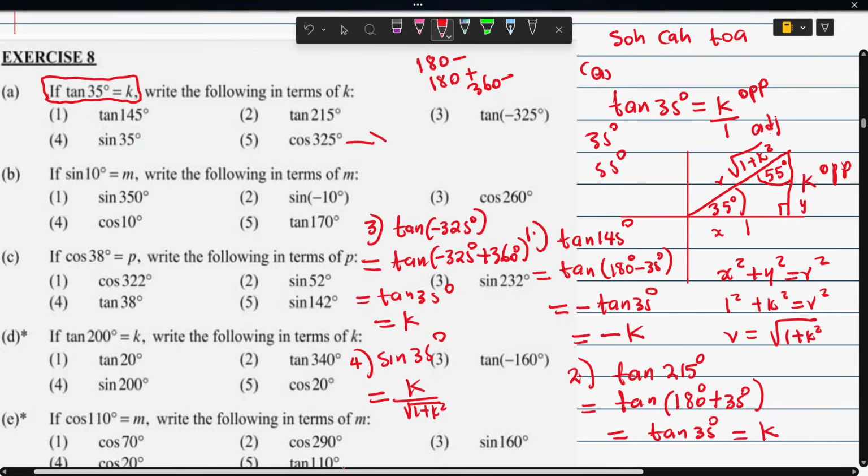Now we go to the last one, number 5. It's cos 325, which is the same as 360 degrees minus 35 degrees, which is going to be cos 35 degrees. How do you get cos? It's adjacent over hypotenuse. We are done.